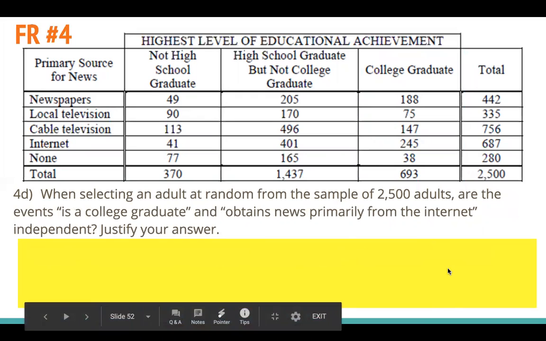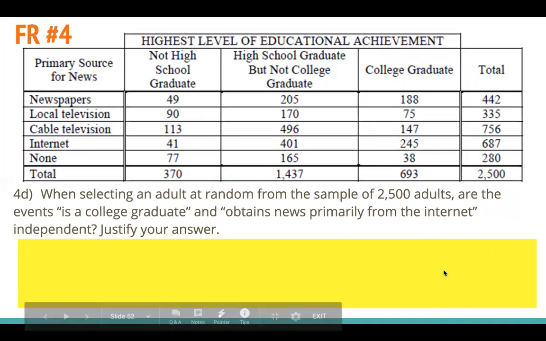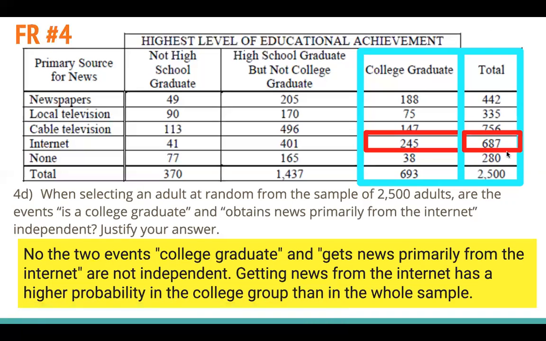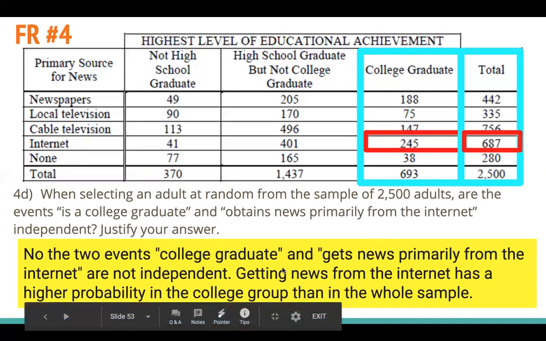Now it says when selecting an adult at random from the sample, are the events, is a college graduate and obtains news primarily from the internet, independent? Justify. And if I look at these two, one, I was going from the total, 687 out of 2,500. The other, I was going from the college graduates, 245 out of 693. And these percentages are not equal, right? The college graduate was more. So they're not independent. Getting news from the internet has a higher probability in the college group than in the whole sample.